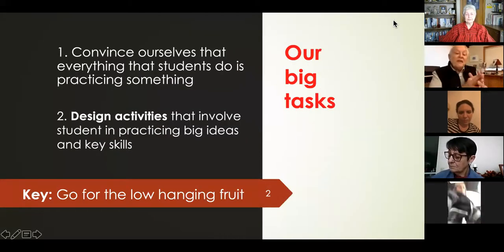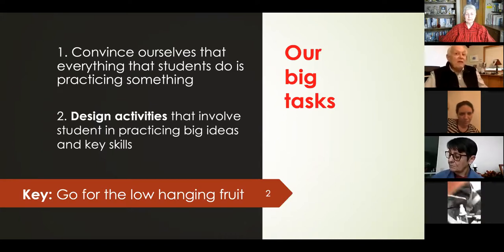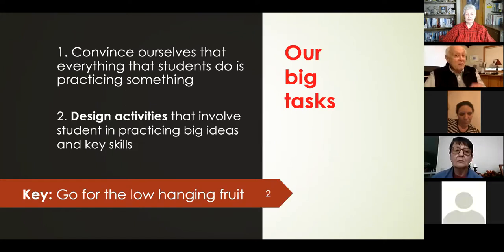So the first big task that we have is to convince ourselves that everything that students do is practicing something, even if it's just looking at us and pretending to listen, but really daydreaming, or pretending to work when they have at their desks, but really they're not doing much. So we're always practicing something. The second big task is to design activities that involve students in practicing big ideas and key skills.